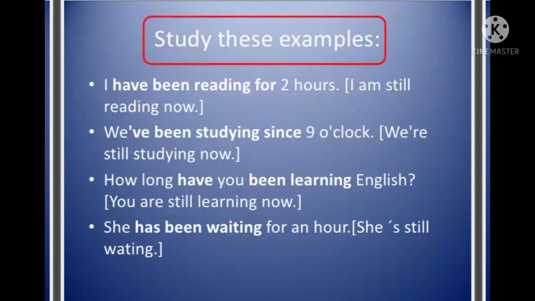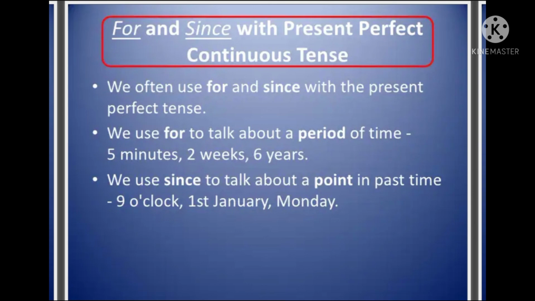See more examples. I have been reading for 2 hours means still I'm reading. I have been studying since 9 o'clock means now it's 12, still studying. How long have you been learning English means are you learning it still? She has been waiting for an hour means still she is waiting. Okay, so the action that has started in the past and still continues, we use present perfect continuous tense. I told you that with perfect tense we use for and since. So we use them with present perfect continuous tense also. Okay, we often use for and since with present perfect continuous.